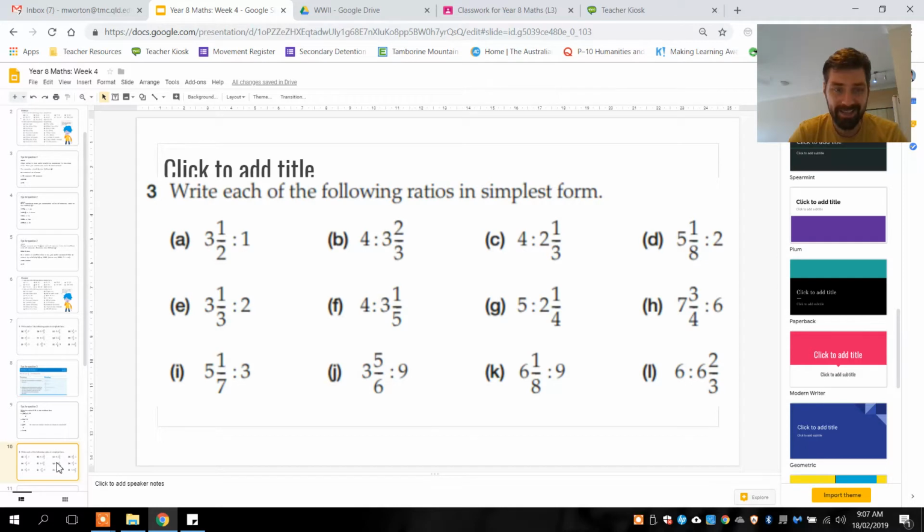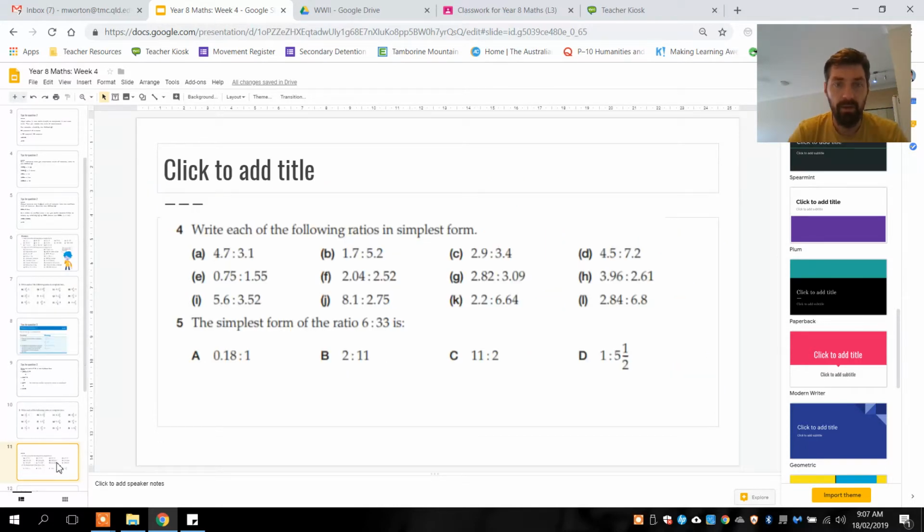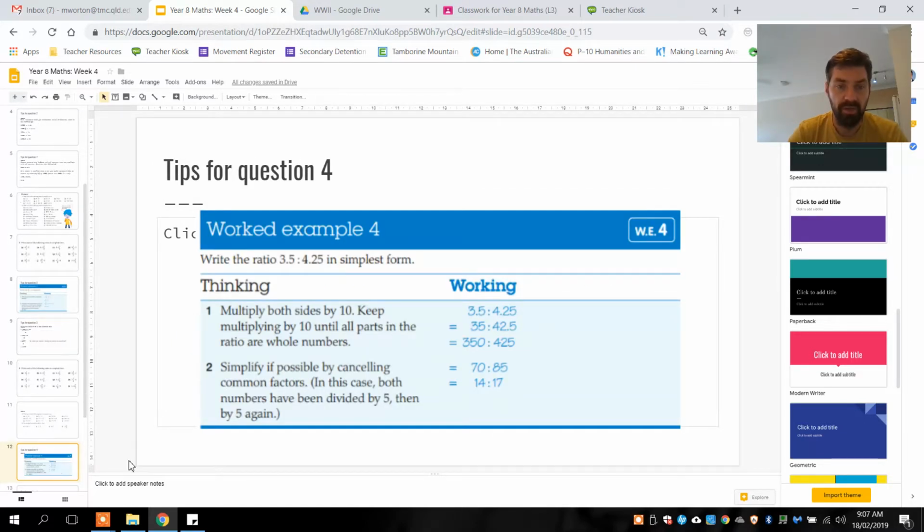If you finish that, I want you to have a go at question 4. This is actually a little bit easier than the previous question. So again, here you've got the worked example on your worksheet. Multiply all sides by 10. Keep multiplying by 10 until you get whole numbers. You must have whole numbers.